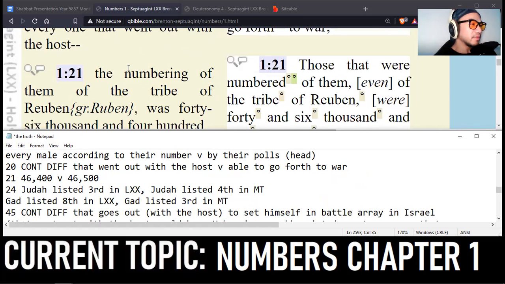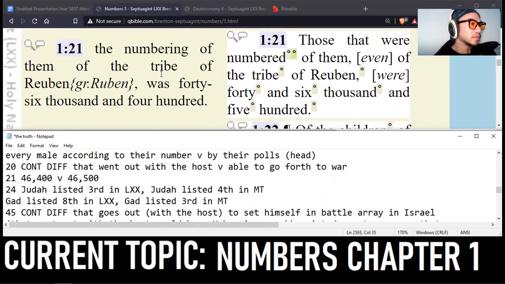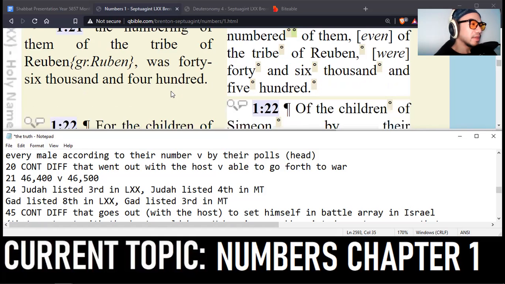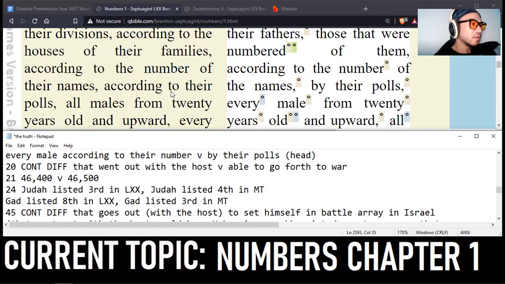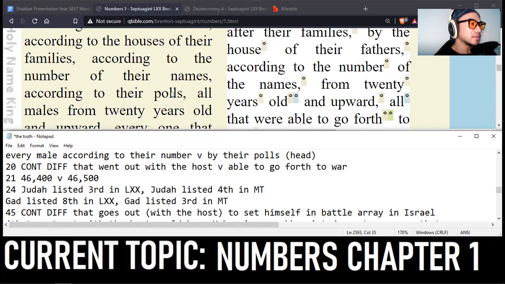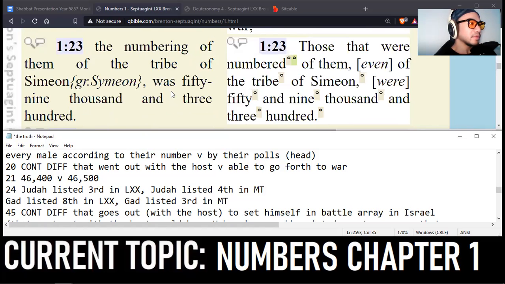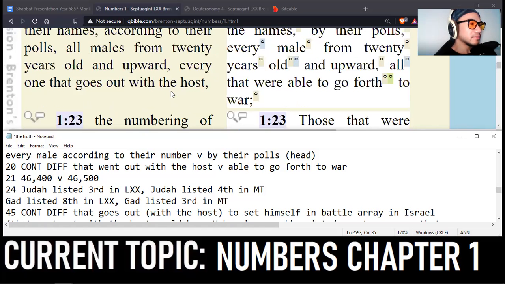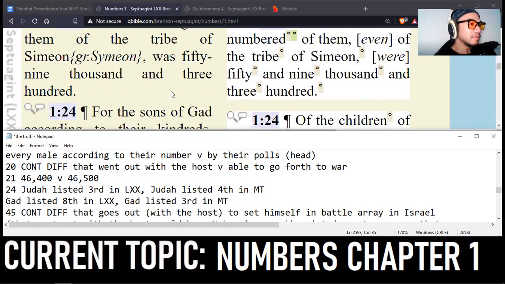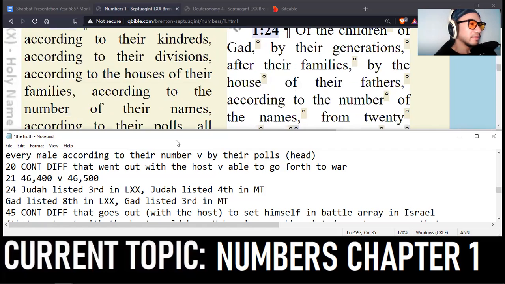Verse 21, we see a discrepancy of numbers, 46,400, whereas the Masoretic has the number 46,500. We'll look into that more too. Verse 24, Judah was listed as third in the Septuagint, whereas you have Judah listed fourth in the Masoretic. Gad is listed as eighth in the Sept, and Gad is listed third in the Maz. So that's the difference there.